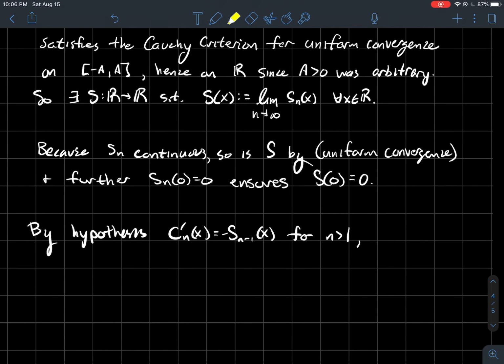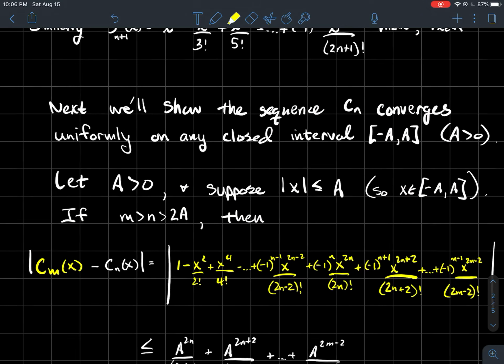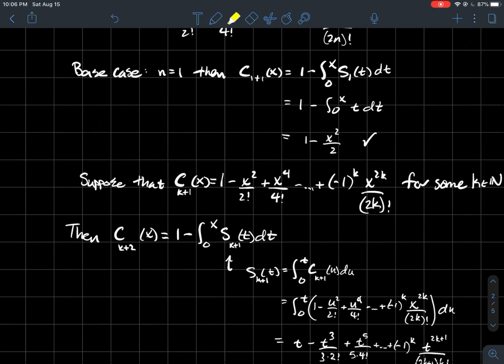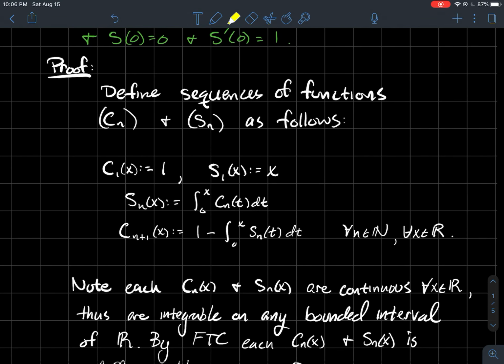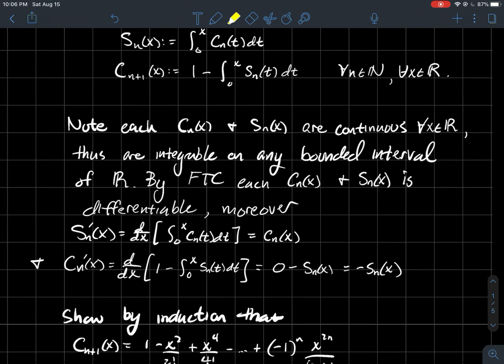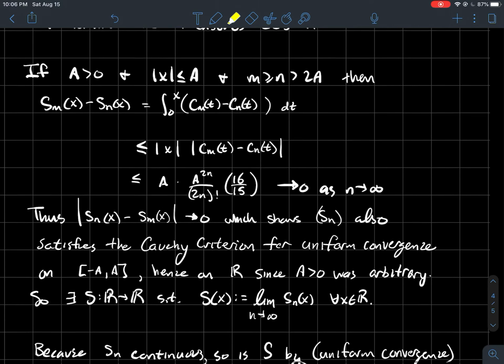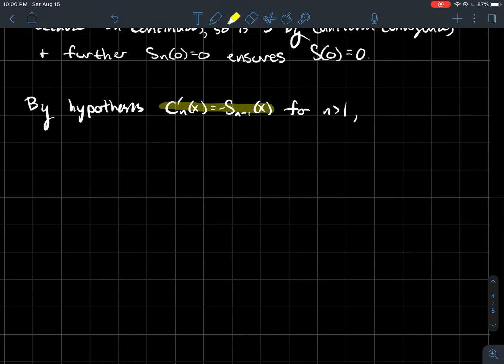Alright, so moving down to some relationships with the derivative. Cn prime by hypothesis is minus Sn minus 1 for all real numbers x, for all n at least 1. So that was back here in the hypothesis of our function, how we define these things. Where was it? Somewhere around here, right? Where we took some derivatives here and here. They all have the same derivative.